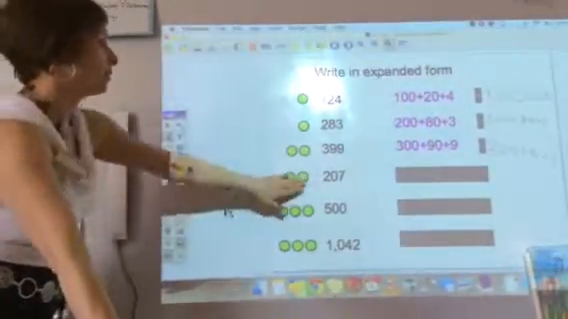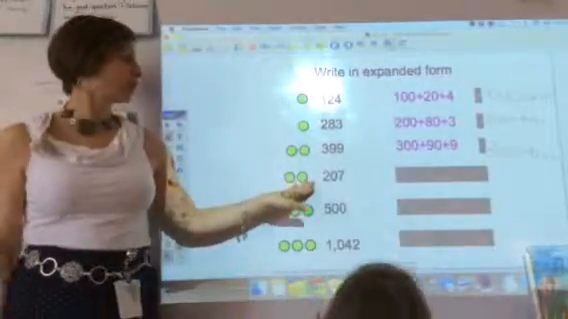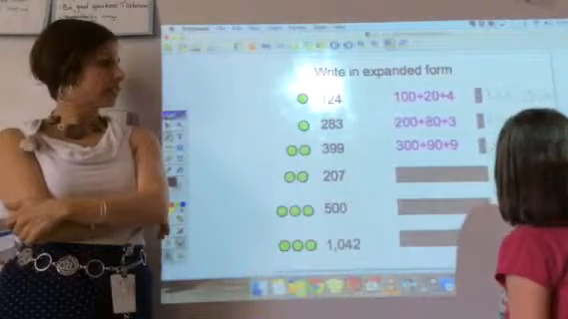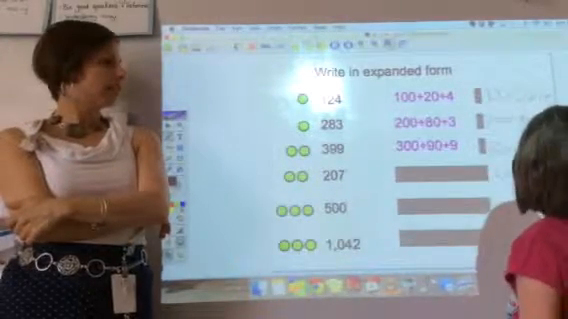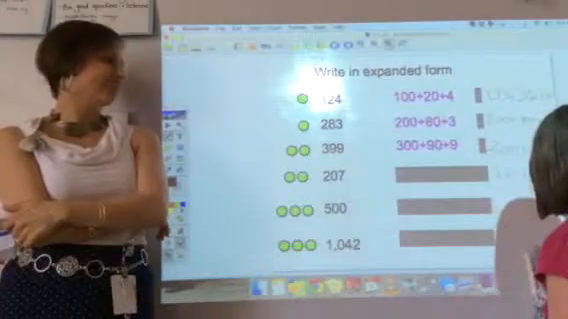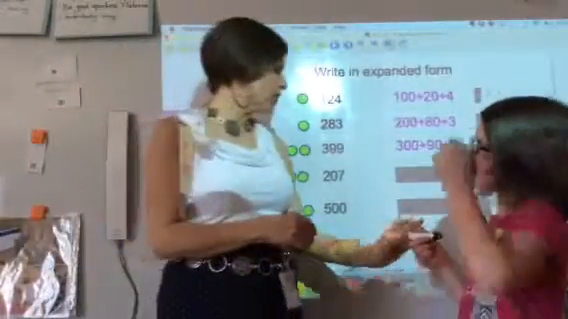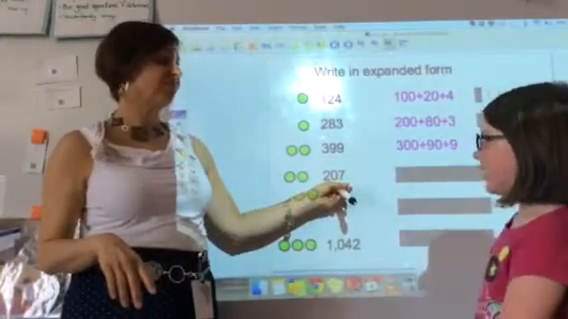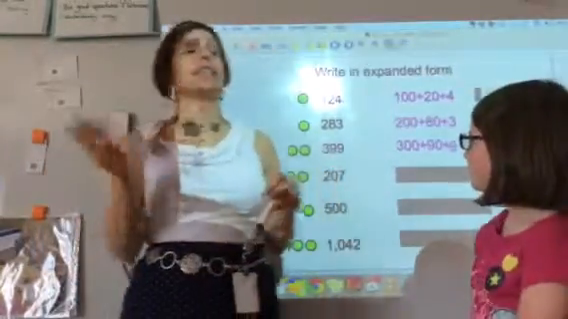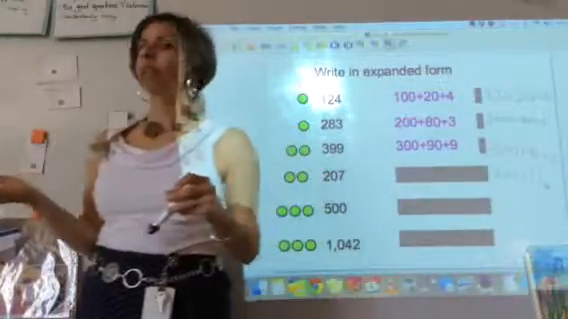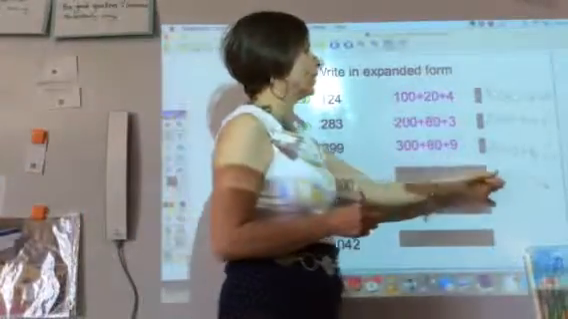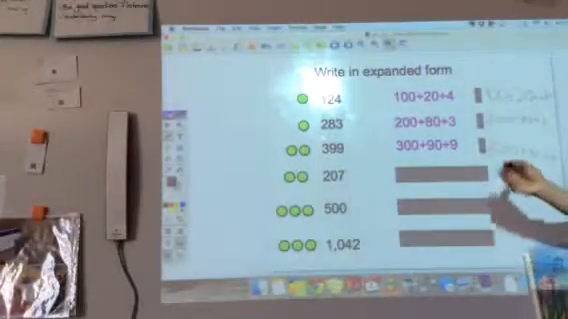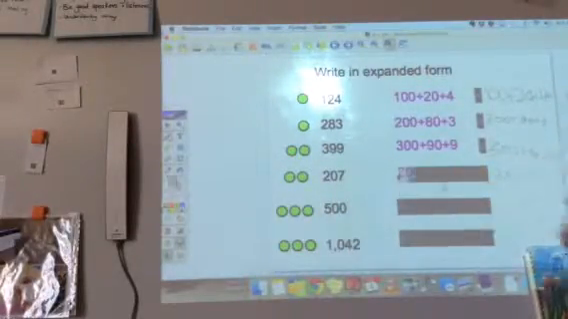Next one. Right there. Talk to us. 200 plus 7 equals 207. How come you didn't do the 0? Because it's not 10. Right. And I love she didn't say 70 because the 7 is not in the tens place. It's in the ones place. So she could have written 200 plus 0 plus 7. She could have, but it would be more appropriately written the way she did.